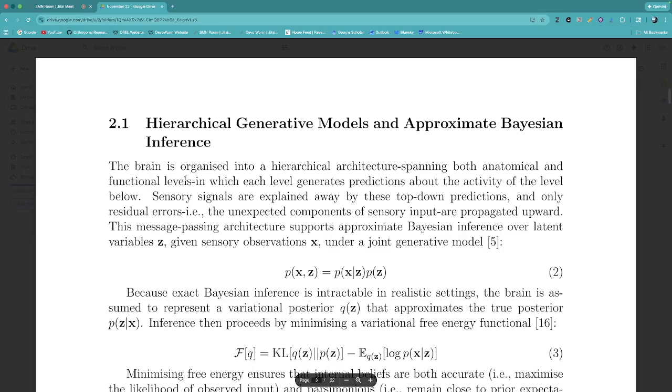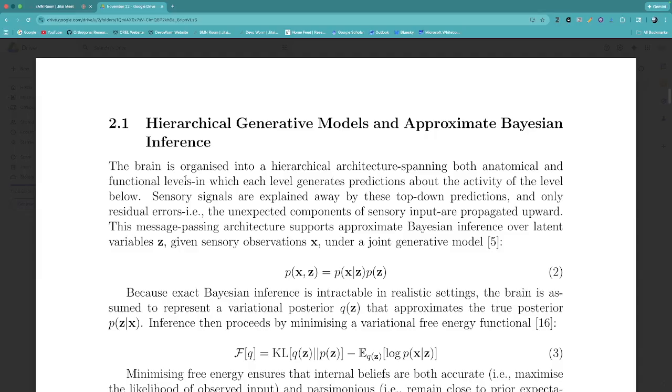So we want to have this hierarchical generative model. They argue the brain is a hierarchical architecture where each level generates predictions about the activity of the level below. Sensory signals are explained away by these top-down predictions, and only residual errors are propagated upward.